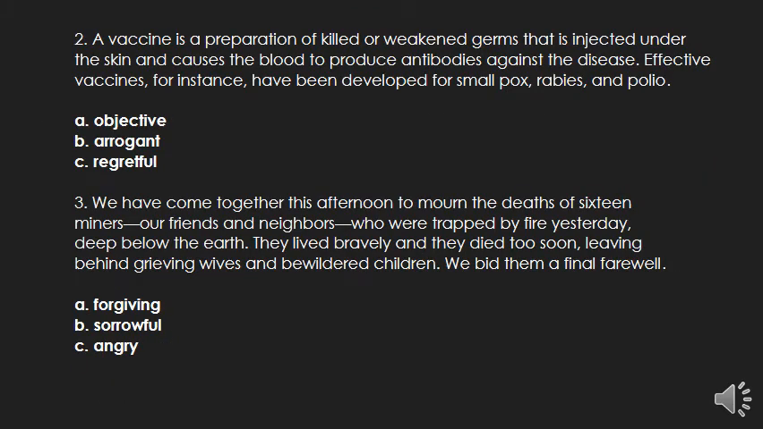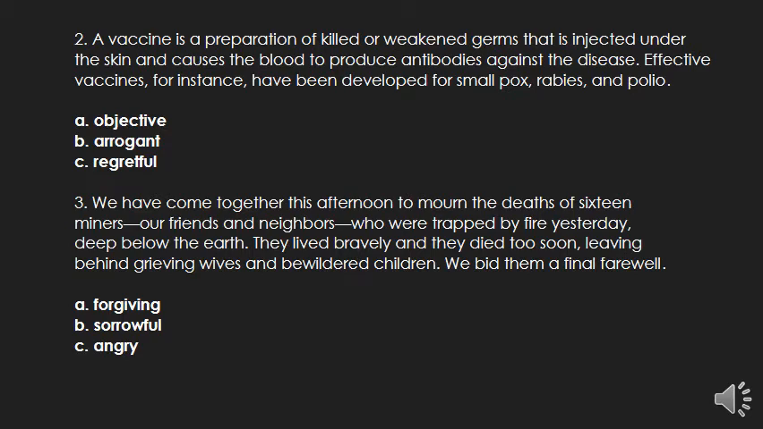A vaccine is a preparation of killed or weakened germs that is injected under the skin and causes the blood to produce antibodies against the disease. Effective vaccines, for instance, have been developed for smallpox, rabies, and polio.